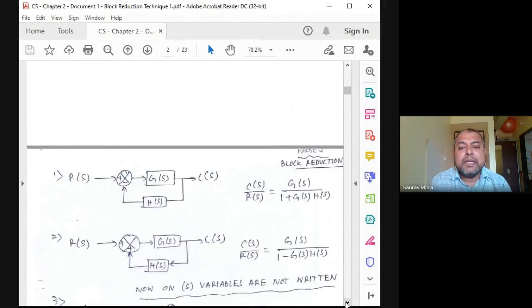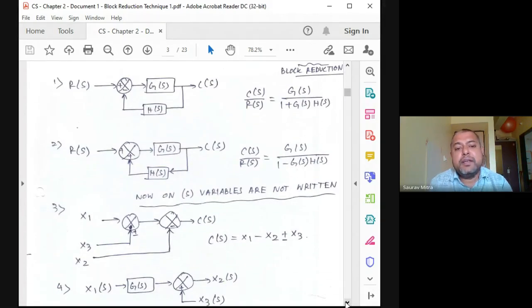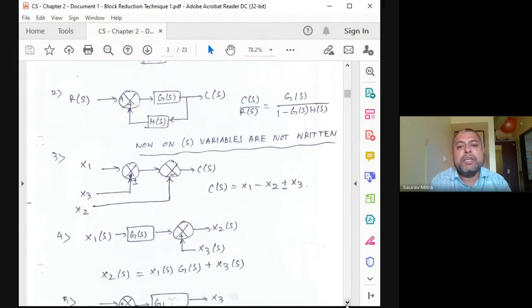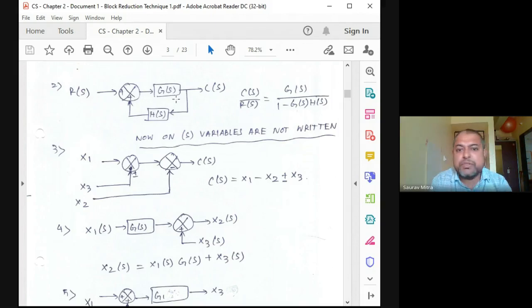Now we are going to see the actual transfer function of different systems. This is the same thing: RS is given, CS is given, so CS by RS is G by 1 plus GH. There is nothing difficult here. We have already proved it in the previous lecture. Now the same circuit, but instead of negative, we are giving positive feedback. So RS is the input, CS is the output.